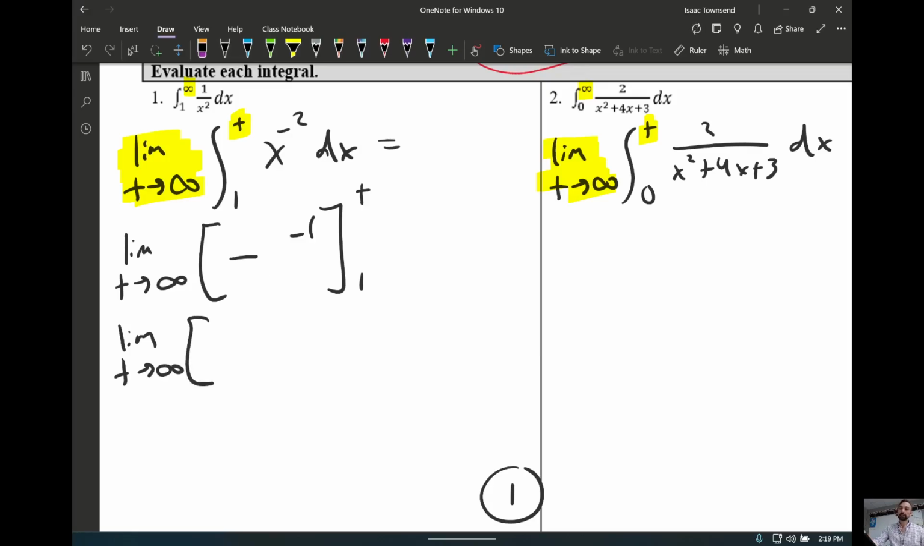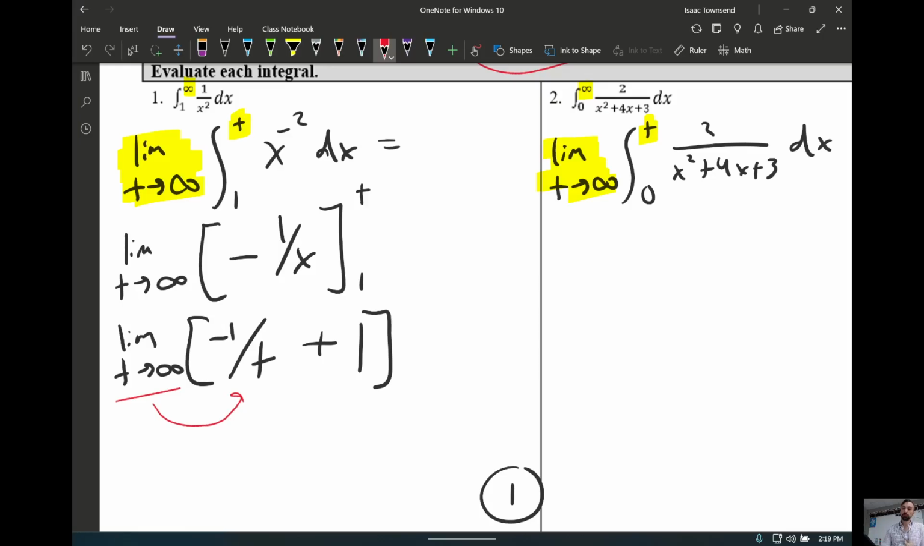Instead of calling this x to the negative 1, I'm going to call it 1 over x. Same thing. So first time you plug in a t. The next time you plug in a 1. Subtract those, and it should look like that. And then at the very end, you try to do the limit. And negative 1 over infinity goes to 0. So the answer to this question comes from 0 plus 1.